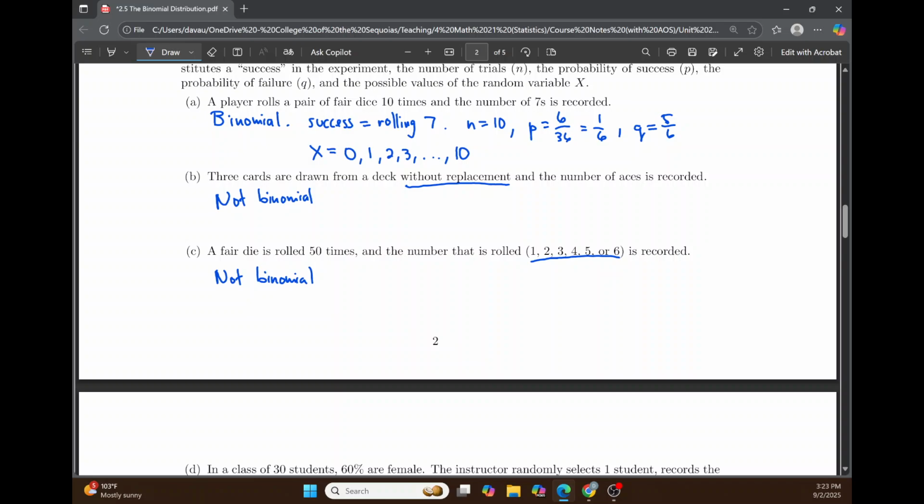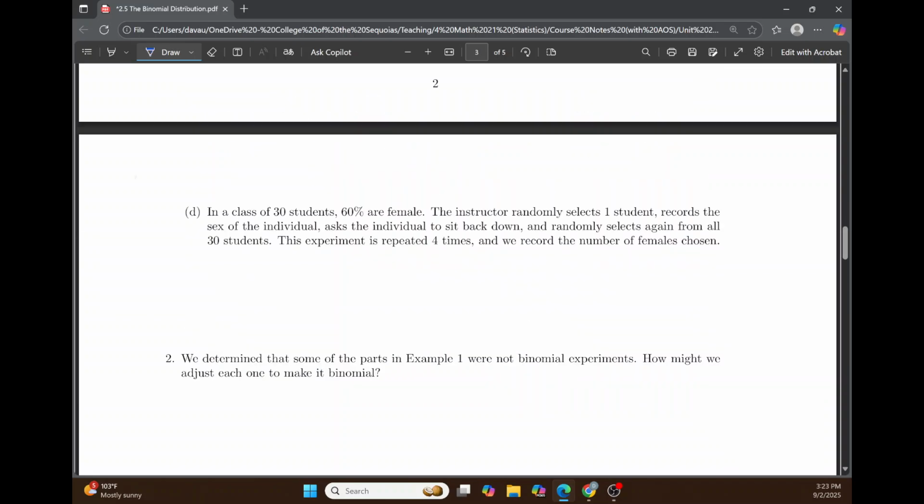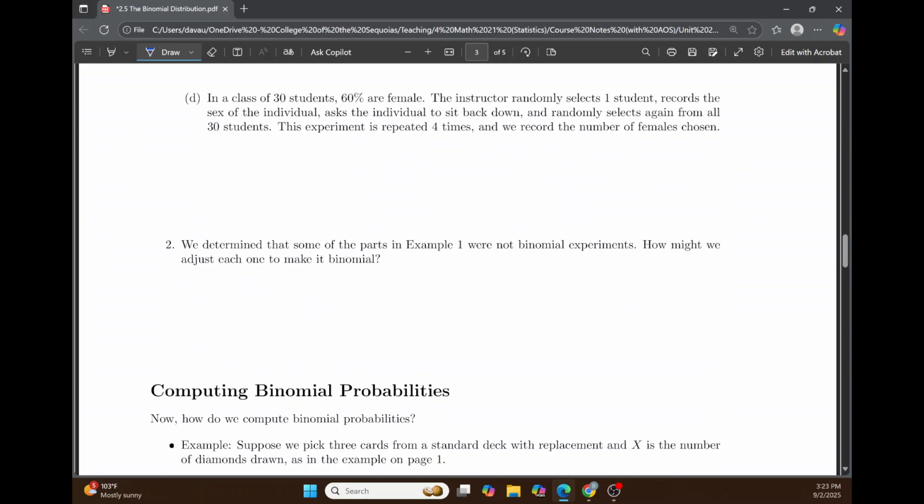Okay, one more. And if you haven't been doing this already, go ahead and pause the video and give this one a try. It says, in a class of 30 students, 60% are female. The instructor randomly selects one student, records the sex of the individual, asks the individual to sit back down, and randomly selects again from all 30 students. This experiment is repeated 4 times, and we record the number of females chosen. So again, go ahead and give the video a pause. See if you can decide if that's binomial. And if it is, identify all the things that we did in part A.